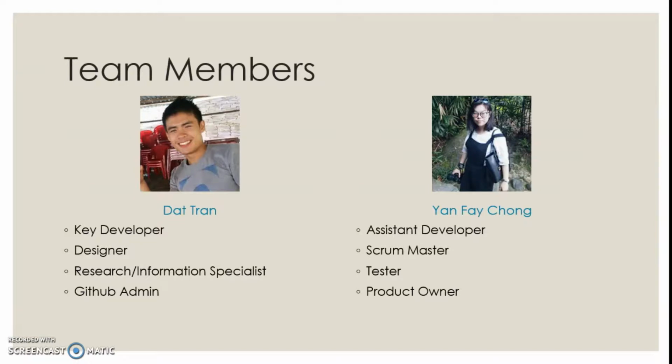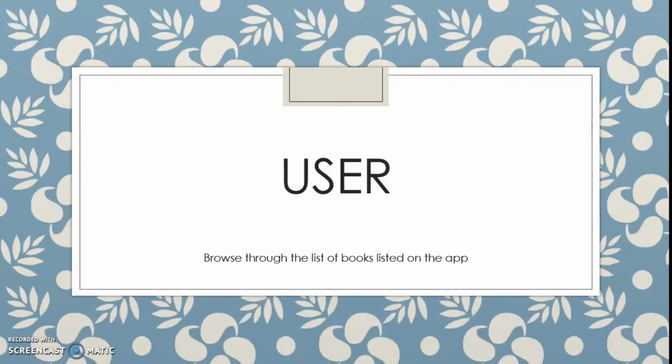There are two members in this team. The first one is DatT, who is our key developer, designer, research/information specialist, and our GitHub admin. And the second member is YanFayC, which is me, and I am the assistant developer, Scrum Master, tester, and the product owner.